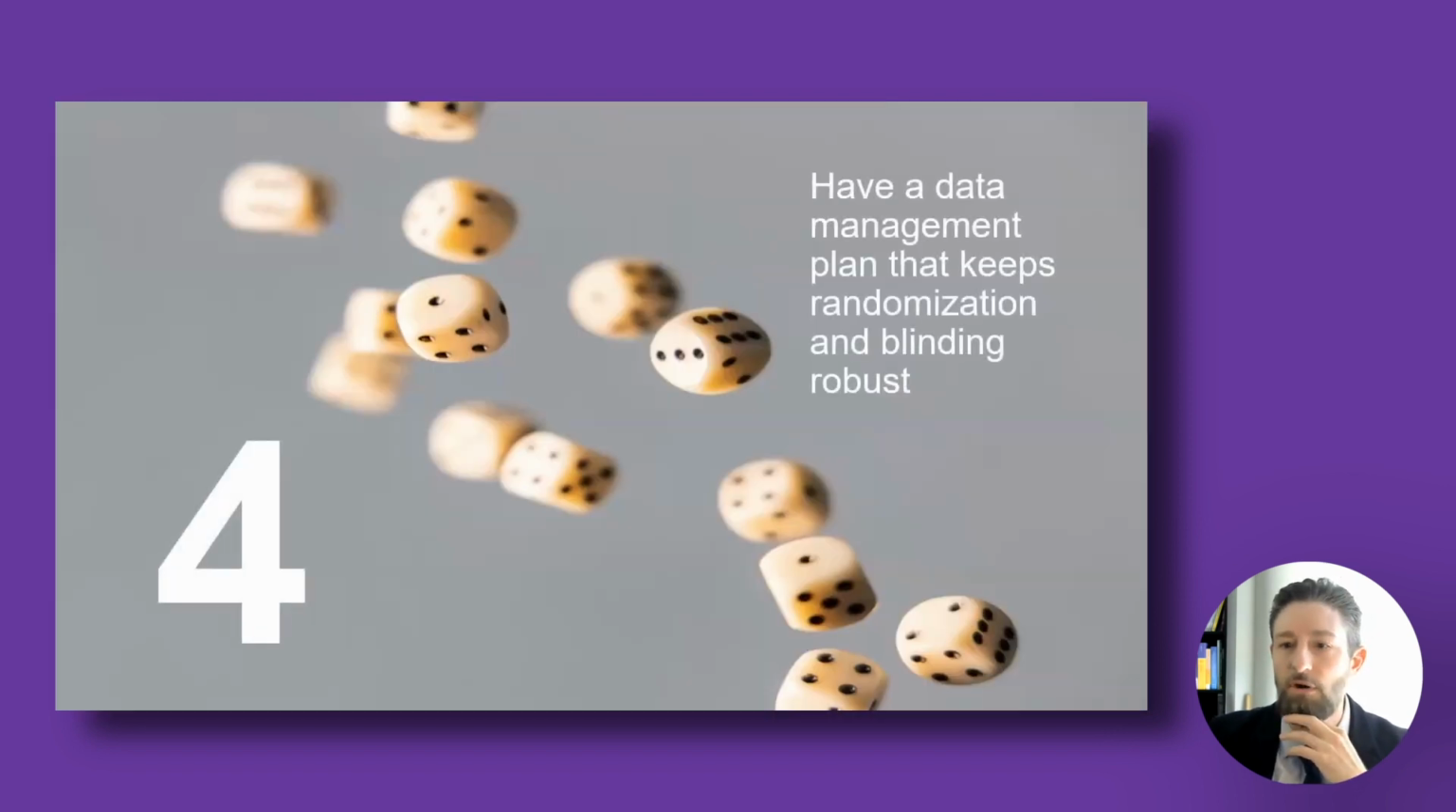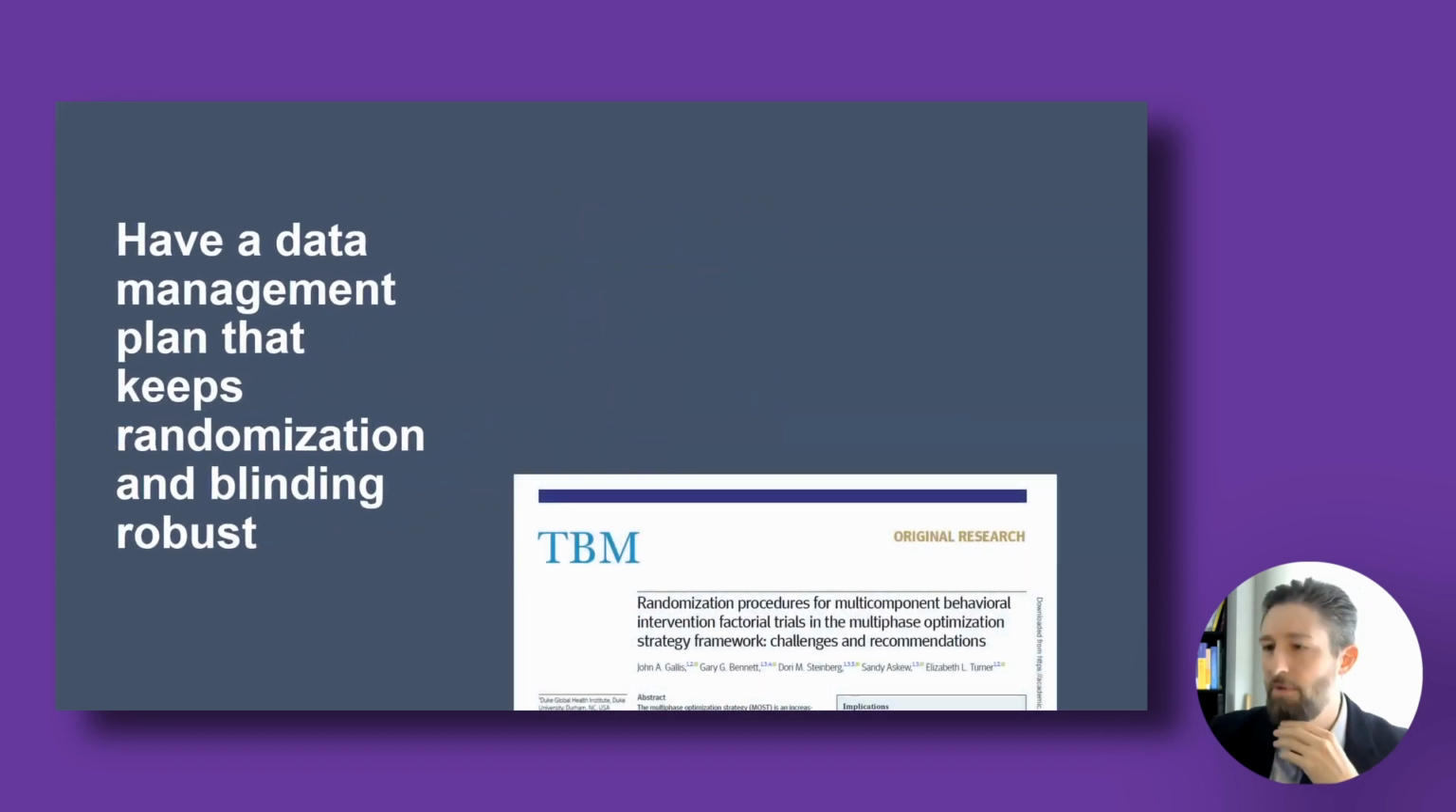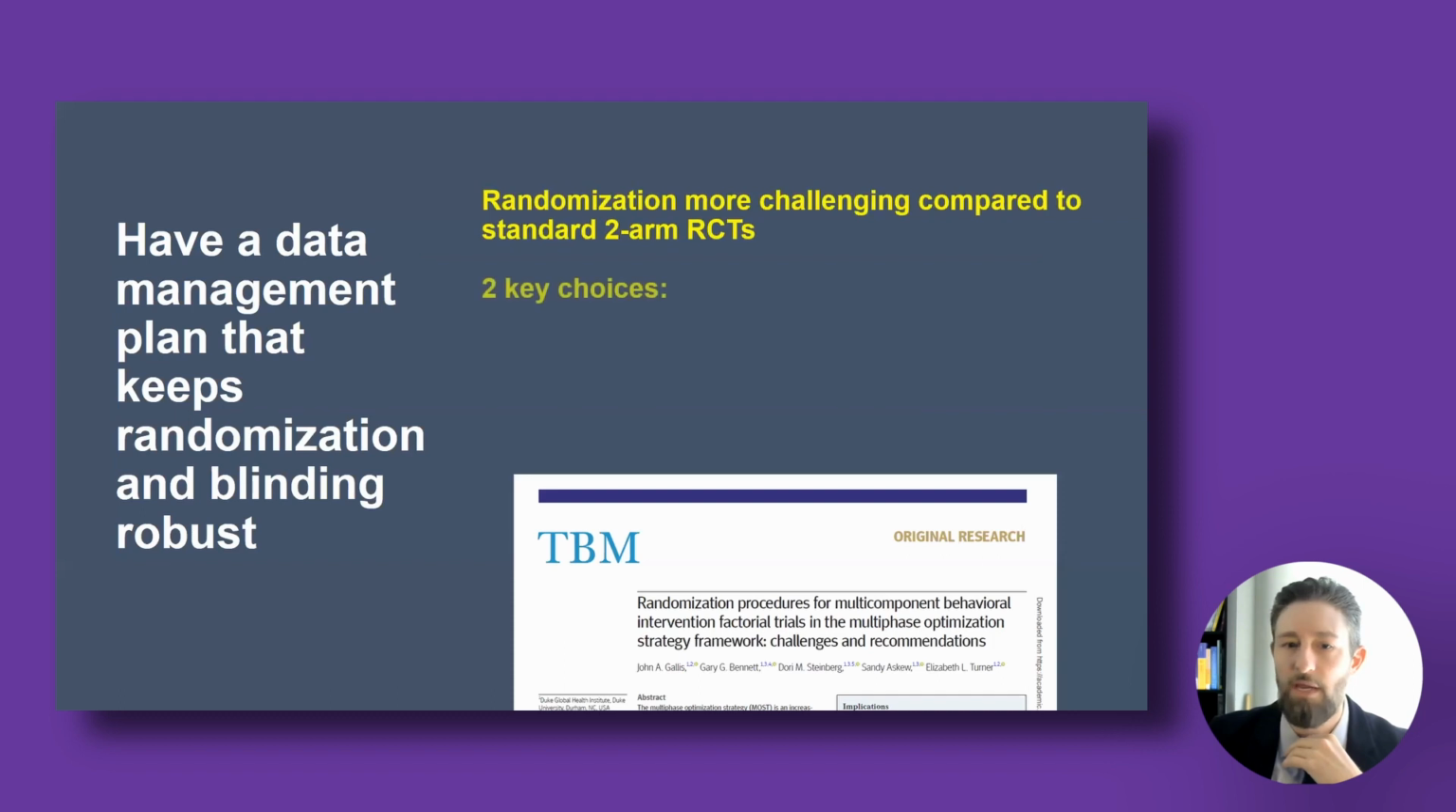Okay, number 4. Have a data management plan that keeps randomization and blinding robust. There's a really great paper on this by Gallus and colleagues. This is probably the go-to paper. You have 2 choices. You can randomize by components or by condition. I've heard of randomizing by components. I'm not ever going to do that, I don't think. I've randomized by condition because it makes a lot more sense to me and it's easier to program into REDCap.